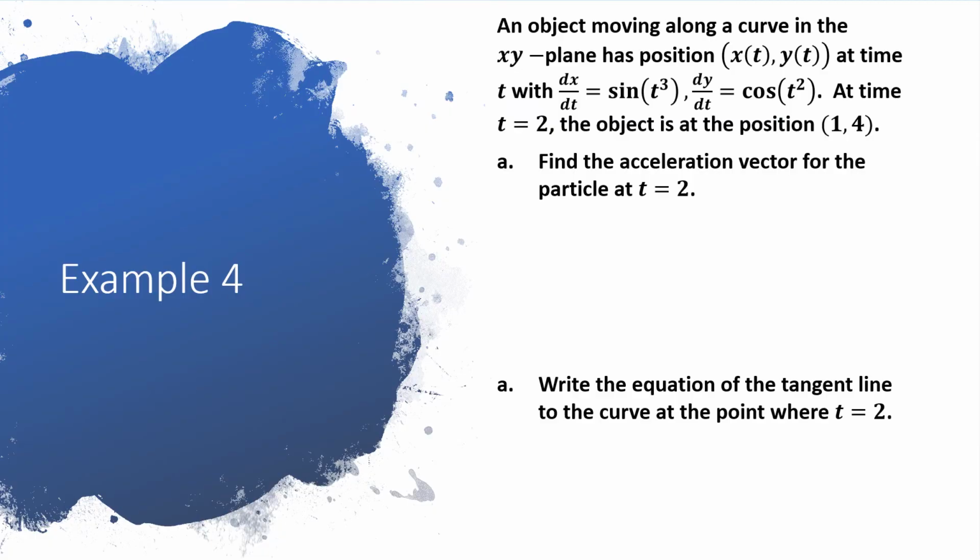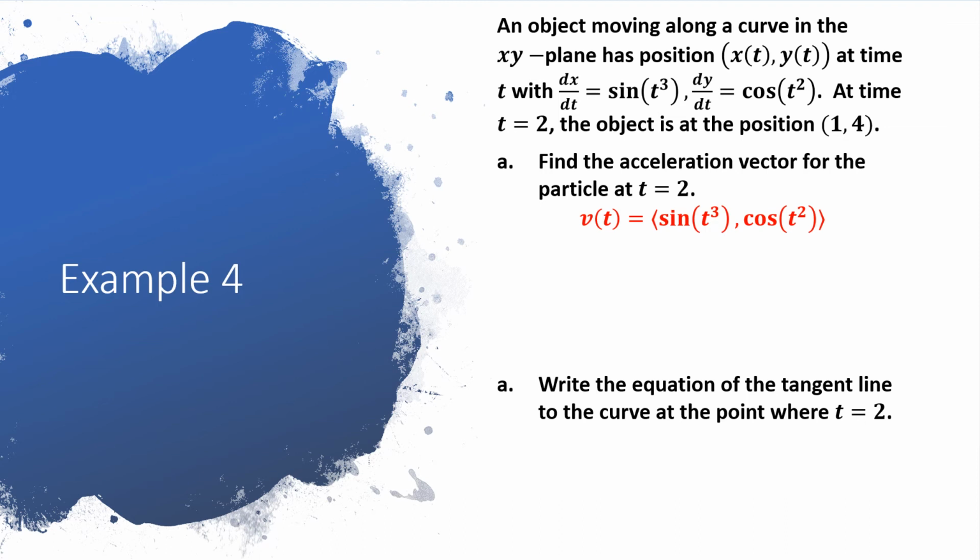All right, example 4. An object moving along a curve in the xy plane has position x(t), y(t) at time t, with dx/dt equals sine of t cubed and dy/dt equals cosine of t squared. At time t equals 2, the object is at the position (1, 4). So the first thing it asks for is the acceleration vector for the particle at t equals 2.